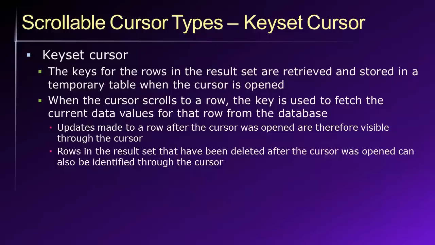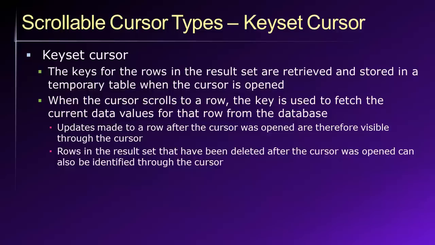So if I open a cursor on a table, and let's say that the result set from that select statement would retrieve 1,000 rows, the database will fetch the primary key values of the 1,000 rows of data that comprise the result set, and it will store those primary key values in a temporary table. Then, as I am scrolling through the rows using the cursor, moving either forward or backward, every time I scroll forward to the next row or scroll backward to the previous row, the database will use that primary key value to fetch the values in the underlying table at that moment in time.